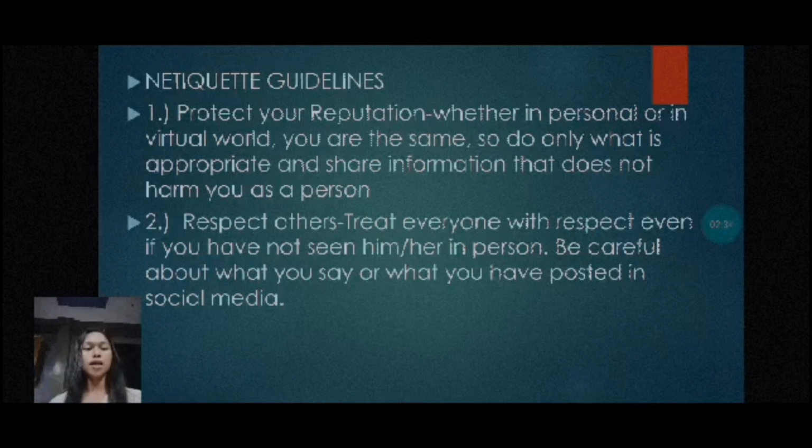Next is respect others. Treat everyone with respect even if you have not seen him or her in person. Be careful about what you say or what you post on social media. It is very important to show respect to others, especially regarding what you see posted on social media related to him or her. Always be careful and mindful of everything. Always respect their privacy and don't share personal information that may harm them or yourself.